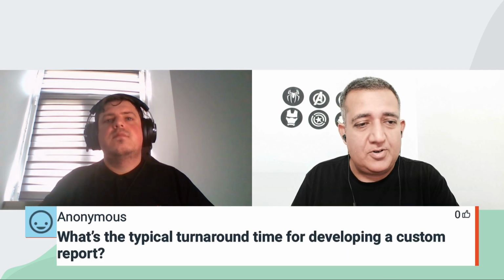Awesome. And there is one question which is for me, finally, which is, what's the typical turnaround time for developing a custom report? Thank you, Anonymous. So the typical time is 2 to 3 weeks from the day that we have scoped the requirement and understood exactly what the report is that we are looking at. So it would be 2 to 3 weeks from then.